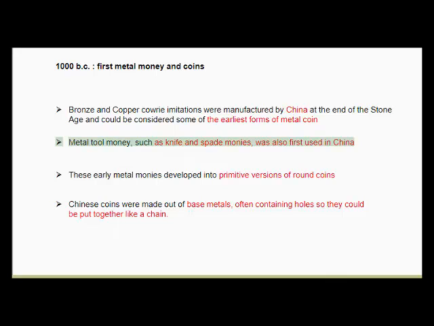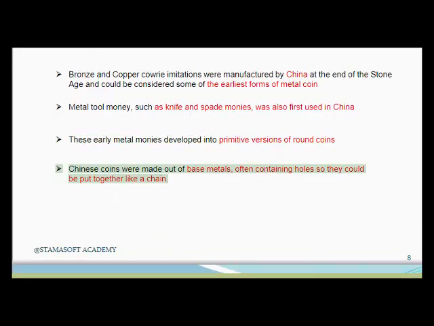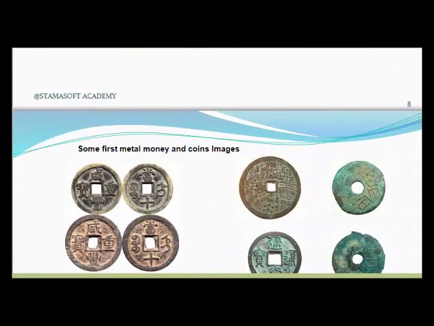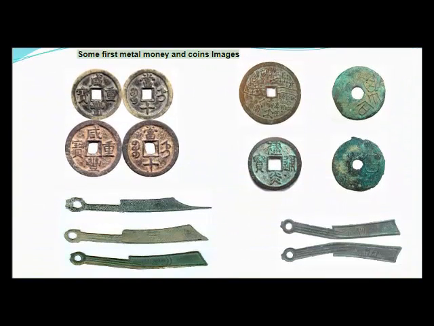These early metal monies developed into primitive versions of round coins. Chinese coins were made out of base metals, often containing holes so they could be put together like a chain. Some first metal money and coins images.